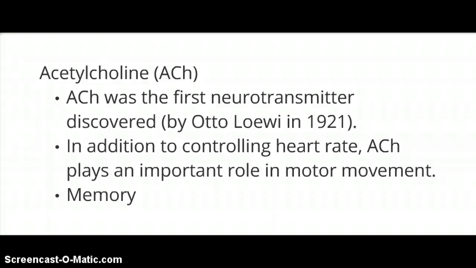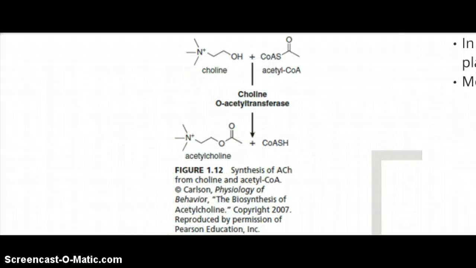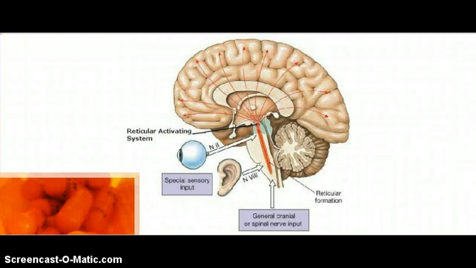So VX gas blocks the enzyme that metabolizes acetylcholine, which is called acetylcholinesterase, and it stops that from working. That stops your motor movement altogether in your whole body. You're paralyzed, you stop breathing, and you die. Acetylcholine also plays a big role in memory, and that's been linked to Alzheimer's disease. We don't really need to know that.